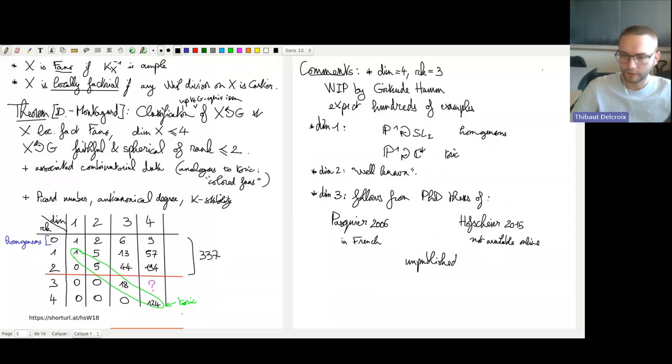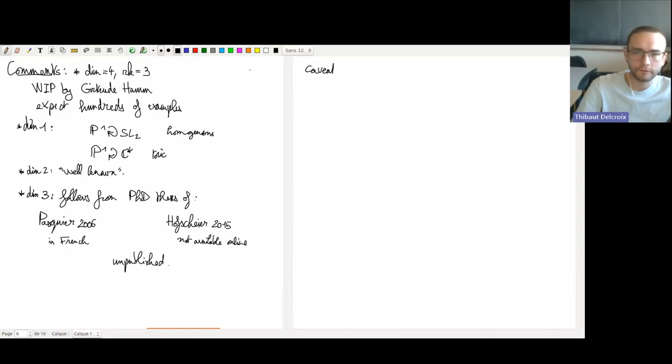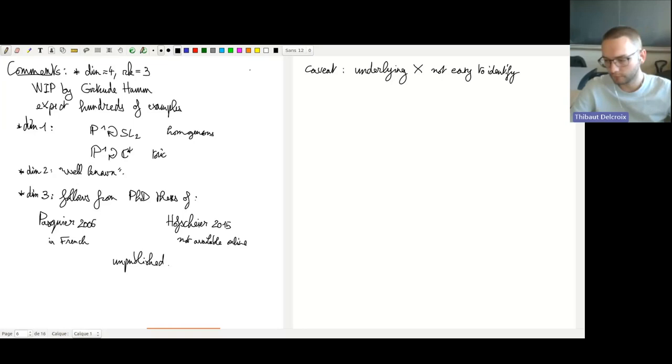So we write the proof for dimension three in our paper, but the new part is the case of dimension four. Then the important caveat that I mentioned is that we do not, in general, identify the underlying X. It's not easy to identify, and so we do not say in our paper, if you're given two elements of our classification, when the underlying X is the same. We do not do this in general. So this is not done completely in our result.